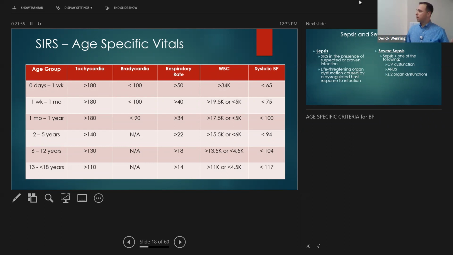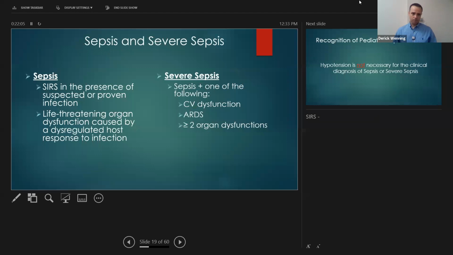This is something just for you to remember, to kind of recall if you ever have any issues with, is this really tachycardia or is this just really tachypnea in these patients based on age? So that's the chart there for you to kind of review.